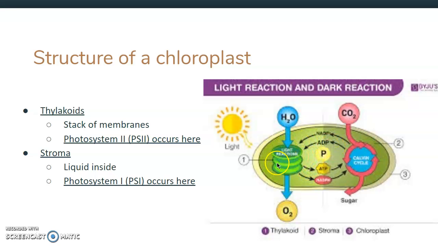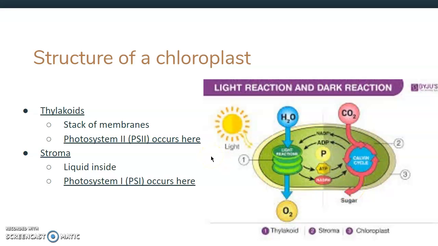So our thylakoid is right in here, and it even says light reactions. It's a little blurry. And then our stroma is the liquid or water-like fluid on the outside. So everything in photosystem 2 is here. Photosystem 1 is out in this space. And then this other part is our Calvin cycle. But I would like to stop there.